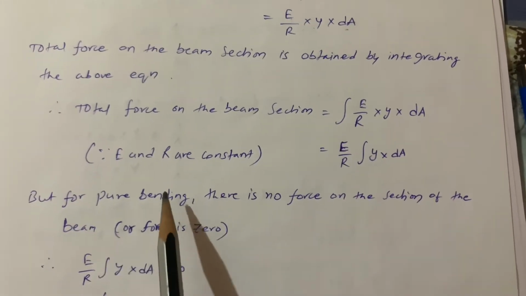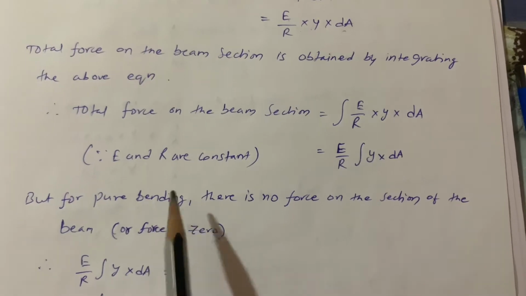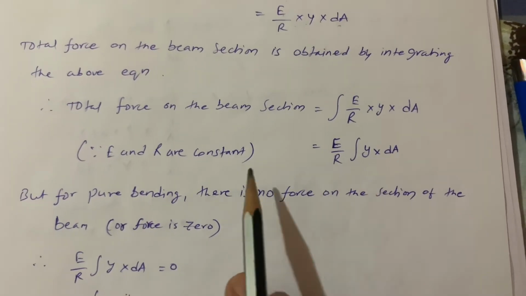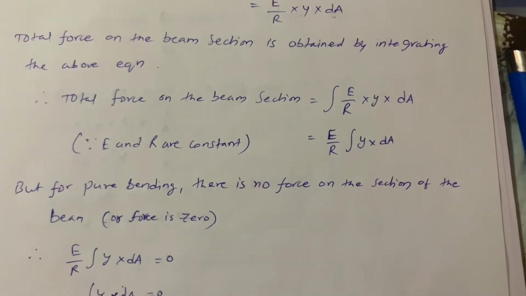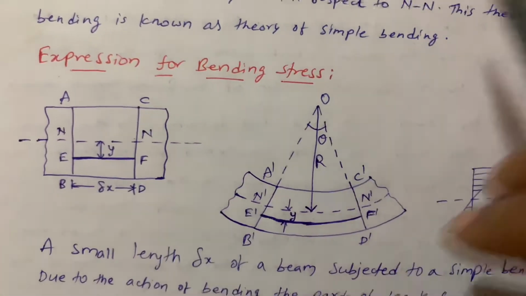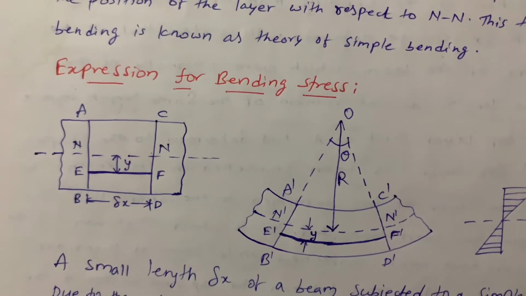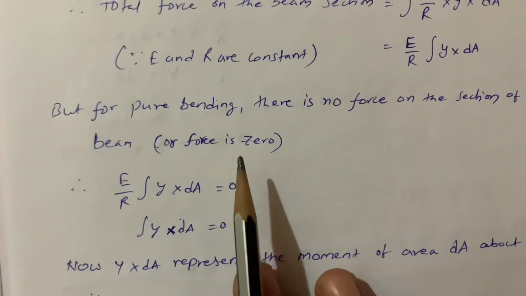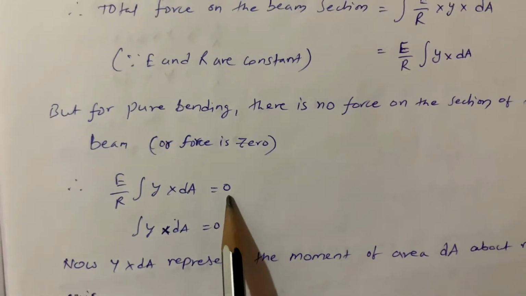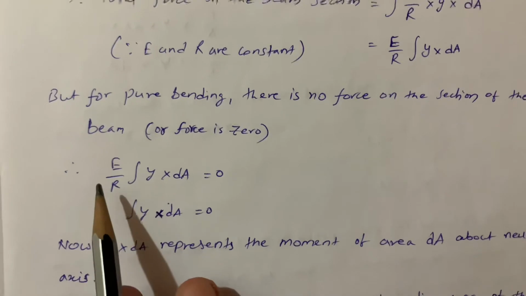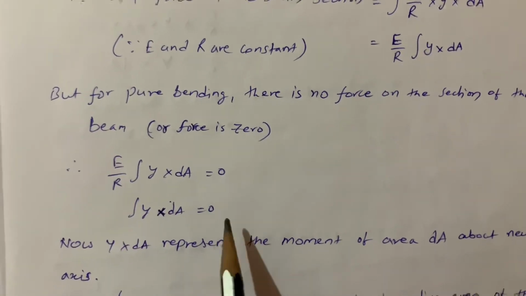After integrating, E by R is constant, and we get the integral of Y into dA. In pure bending there is no force on the section. That is called pure bending. There is no net force on the section, the force is 0. That's why I wrote it equal to 0, and taking the constants aside, it becomes 0.